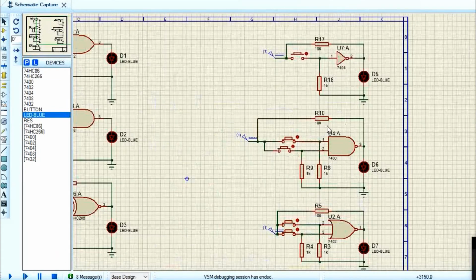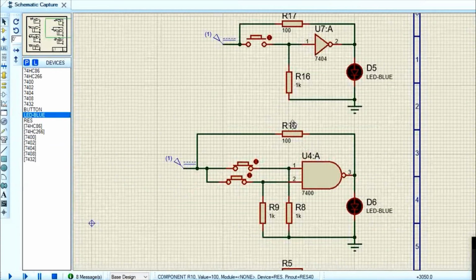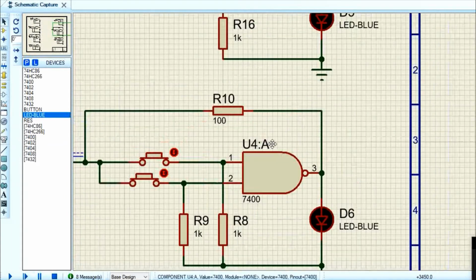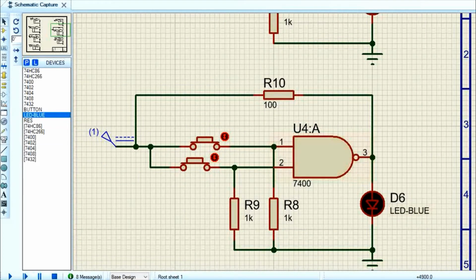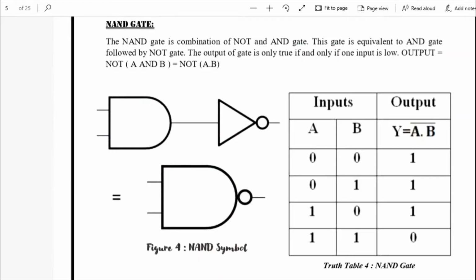Our next circuit is of NAND gate. NAND gate is the negation of AND gate. Here is a schematic circuit for NAND gate. Before going to show you the simulation, let's have a look at the truth table for NAND gate. Here is a truth table for NAND gate. The block diagram shows that in NAND gate we have an AND gate and an inverter. So it inverts the output of AND gate.